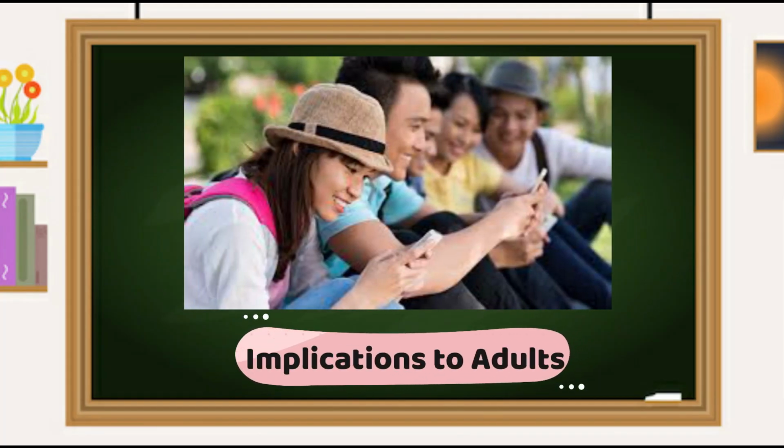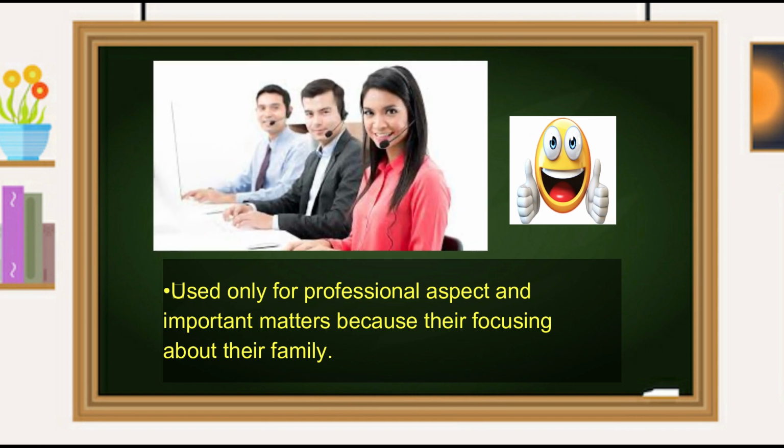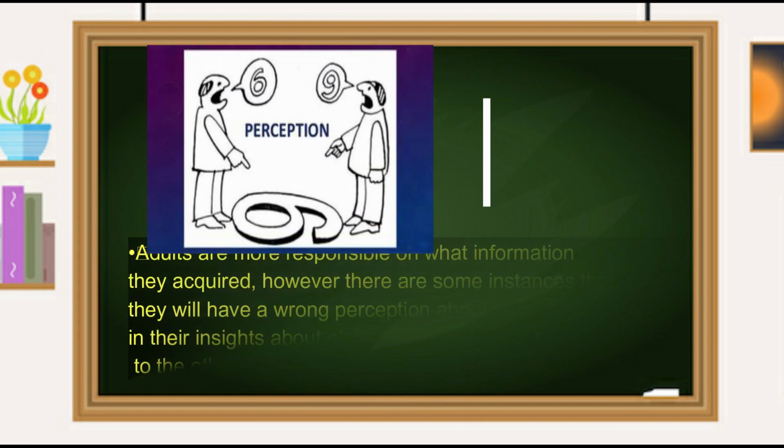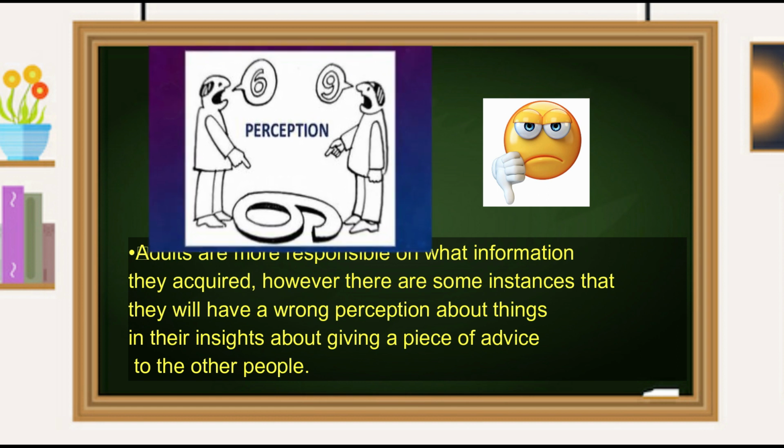Do you think adults can also be affected by media and information? You have 10 seconds to answer. That is true. Adults use media and information only for professional aspects and important matters because they are focusing on their family. But on the downside, adults are more responsible on what information they acquire. However, there are some instances that they will have a wrong perception about things and in their insights about giving a piece of advice to other people.